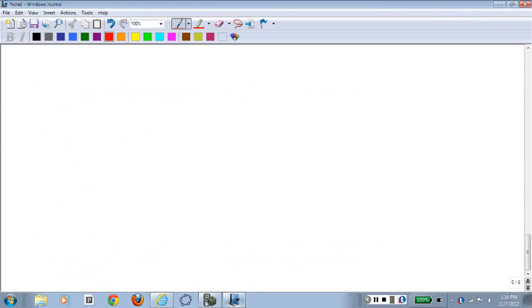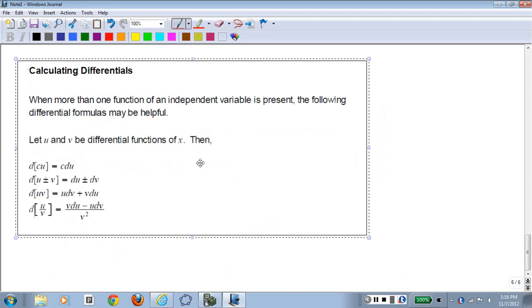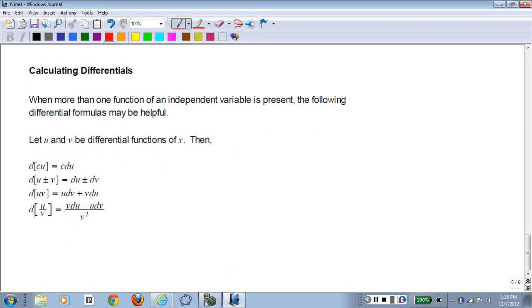Calculating differentials. If we consider these rules and compare them to rules that we have for derivatives. We have a constant multiple rule for derivatives. If we have the derivative of a constant times a function, then that's equal to the constant times the derivative of the function. If we're dealing with differentials, then the differential of a constant times a variable is equal to that constant times the differential of that variable.